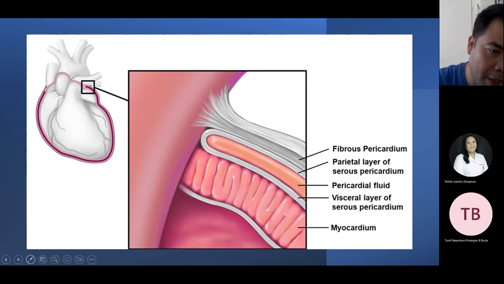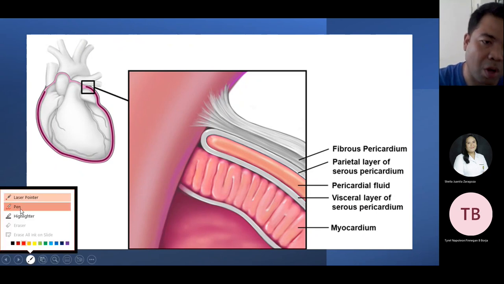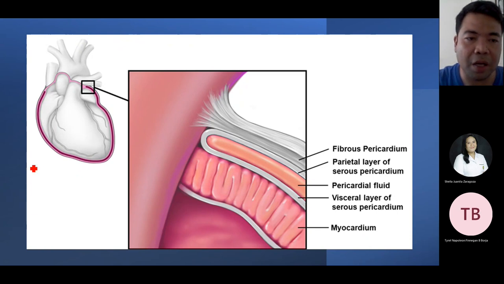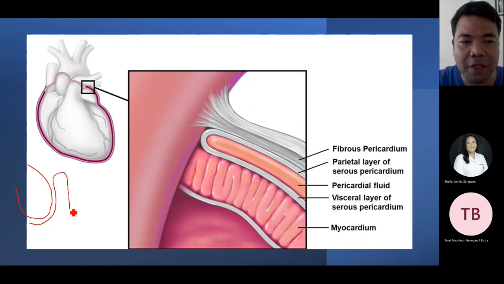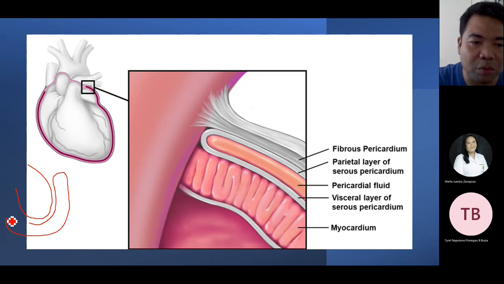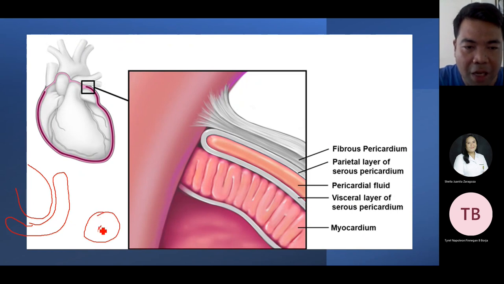The way the serous pericardium surrounds the heart is that, for example, ito yung heart natin. It's as if the heart is pushed into a fluid containing balloon. Let's say, for example, ito yung balloon. May laman yan na fluid sa loob. When the heart is pushed into that balloon, this is what will happen. For example, this is the heart and this is that balloon.